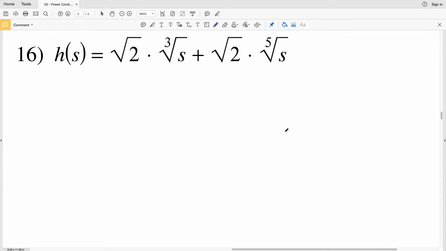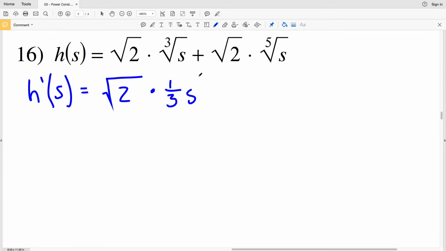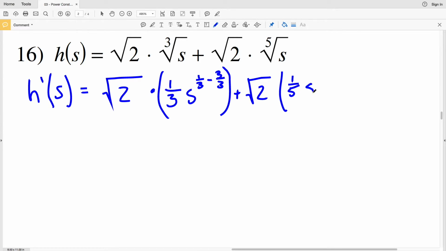And lastly in this section, we're finding the derivative of h of s. So the derivative of h of s is going to equal the square root of 2 times 1/3 s to the 1/3 minus 1, which I'll write as 3/3, plus the square root of 2 times 1/5 s to the 1/5 minus 5 over 5.